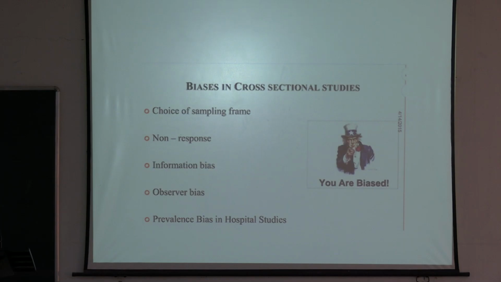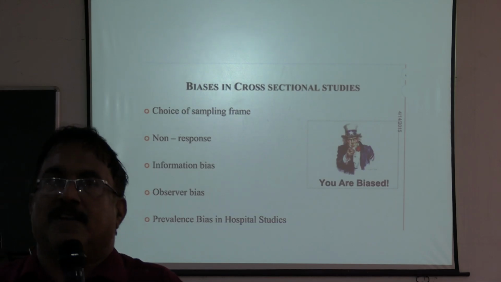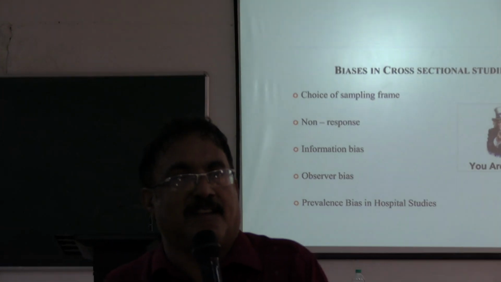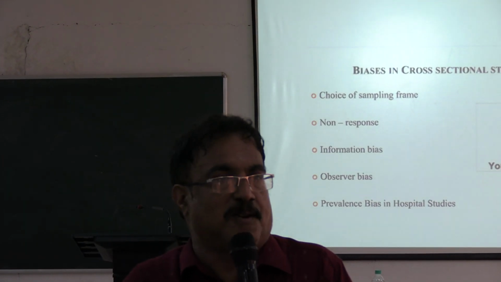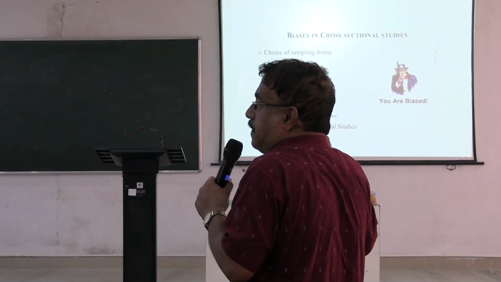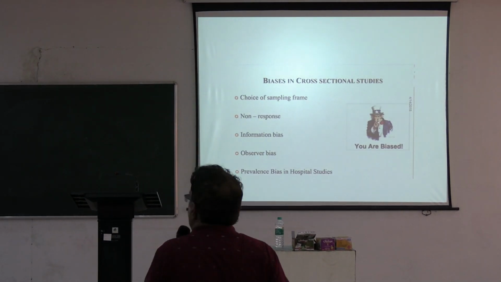The second one is non-response. The questions are such that the person may not want to respond, for example on personal matters like alcoholism and domestic violence. You ask the woman, does your husband drink? She says yes. Next question: does your husband beat you after drinking? Who will answer that? So that will be a non-responder. That is non-response. There will be some tricky questions to which there will be no response.